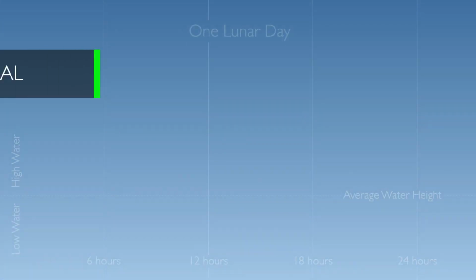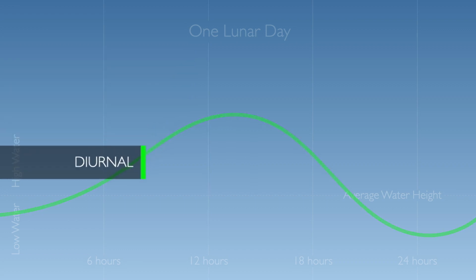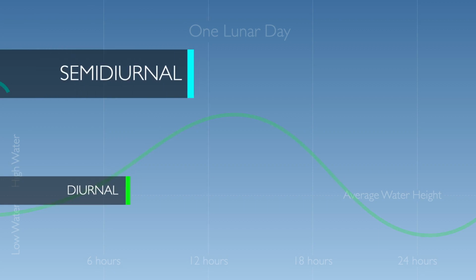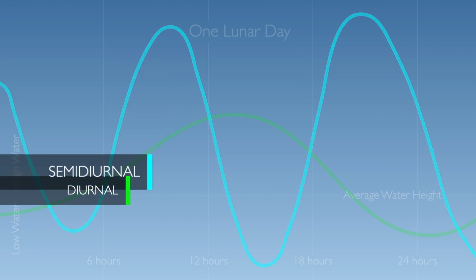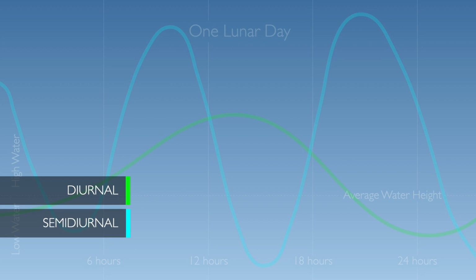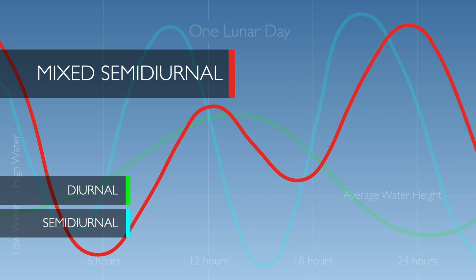This tidal sequence is known as diurnal, 1 high and 1 low tide every lunar day. Semi-diurnal areas are most common and experience 2 high and 2 low tides of approximately equal size every lunar day. Finally, a mixed semi-diurnal tidal area experiences 2 highs and 2 low waters of a different size every lunar day.